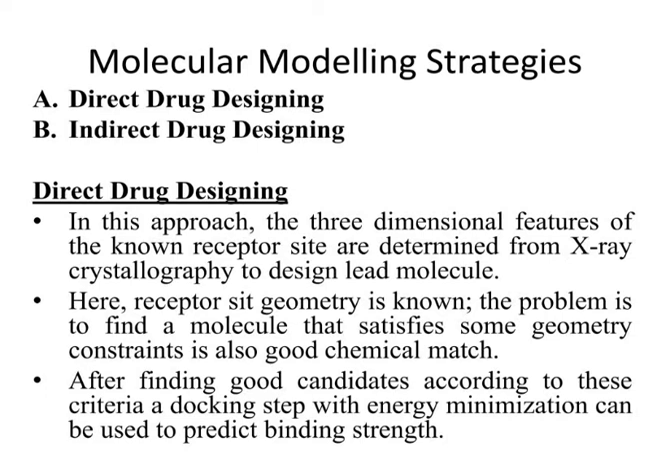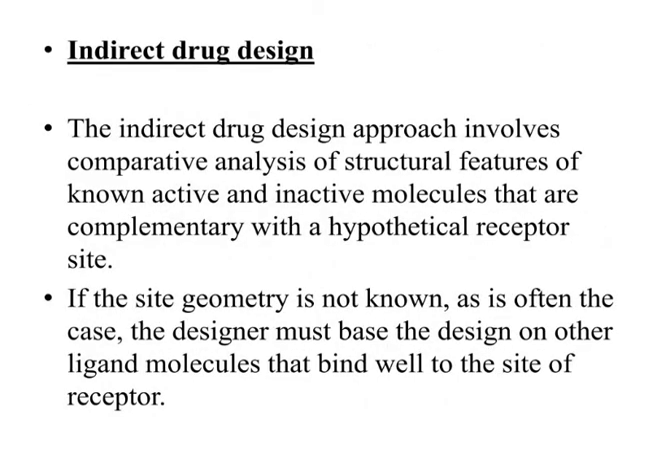After finding good candidates according to these criteria, a docking step with energy minimization can be used to predict binding strength. So what is indirect drug design? The indirect drug design approach involves comparative analysis of structural features of known active and inactive molecules that are complementary to their hypothetical receptor site. If the site geometry is not known, which is often the case, the designer must base the design on other ligand molecules that bind well to the receptor site.